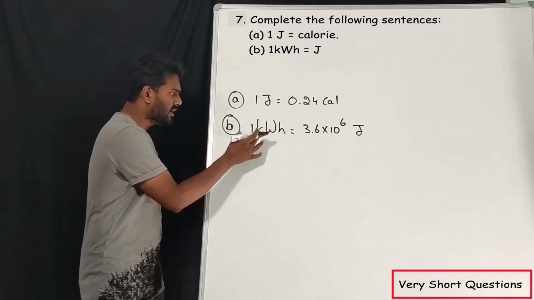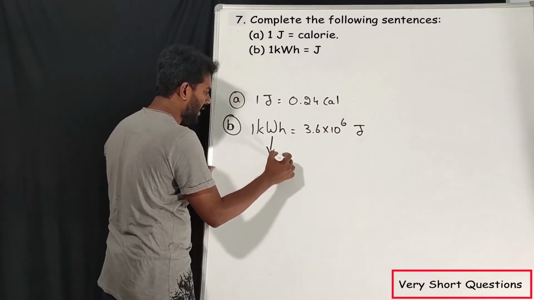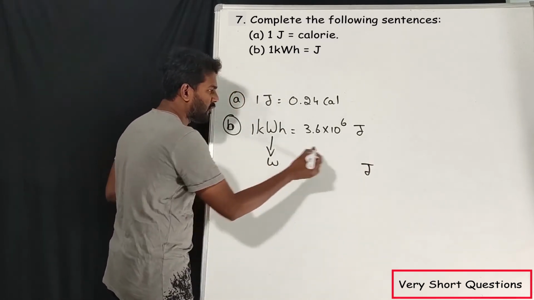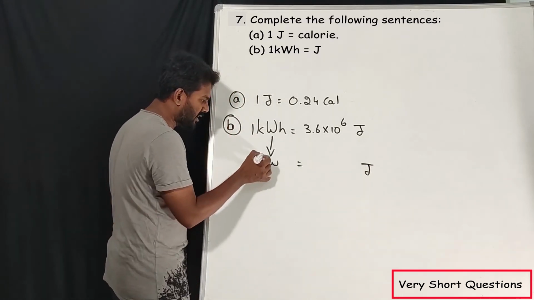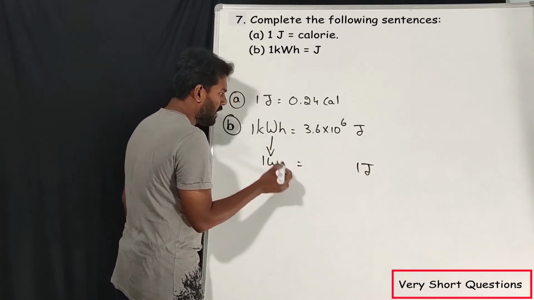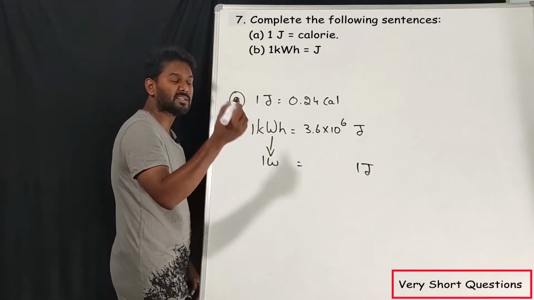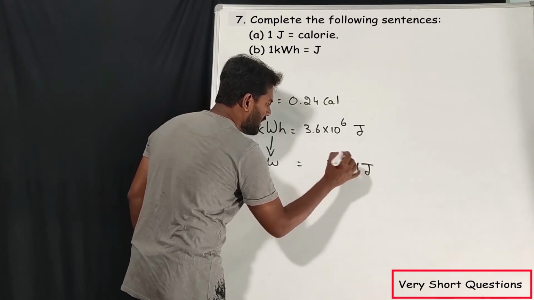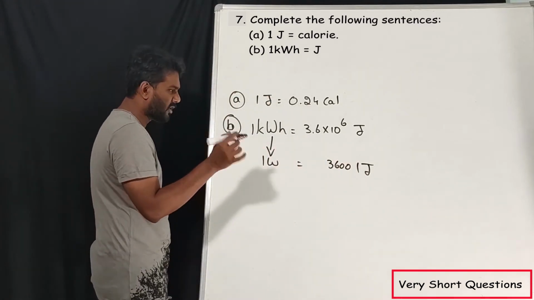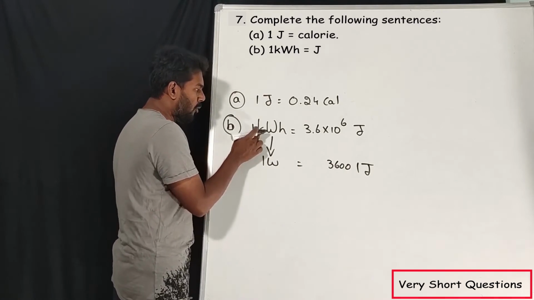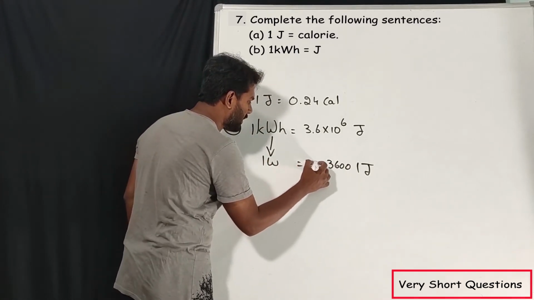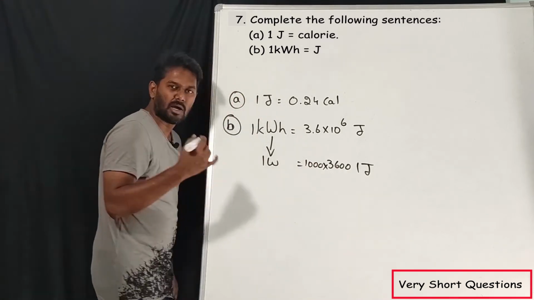Very simple. See here, first I'll write watt in terms of joule. 1 watt is equal to 1 joule per second. Next, 1 hour is equal to how many seconds? 1 hour is equal to 3600 seconds. Then what do you mean by 1 kilo? That is nothing but 1000, correct?